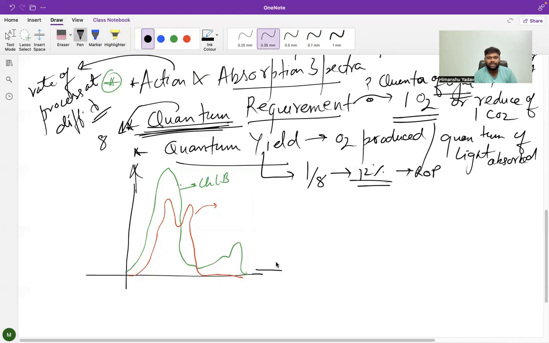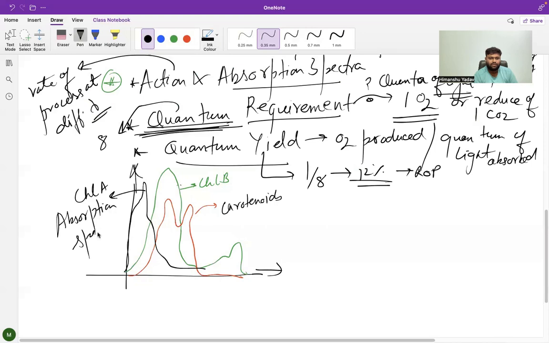This one is your carotenoids, and this one is in the beginning. The graph is over here. This one is chlorophyll A. Now this is the absorption spectrum. Okay, dear students, this one is the absorption spectrum.